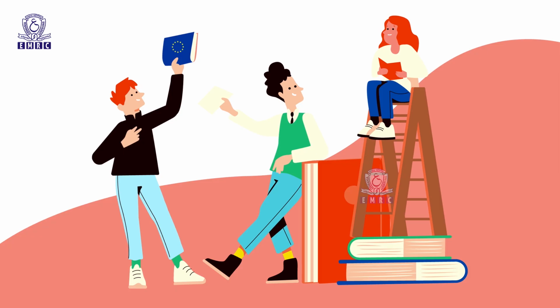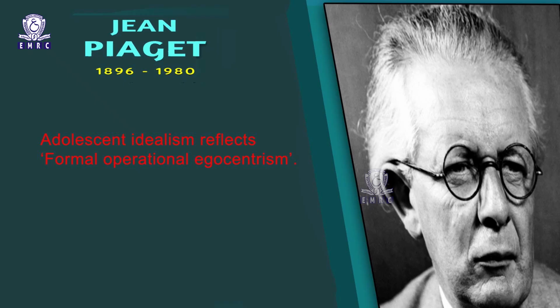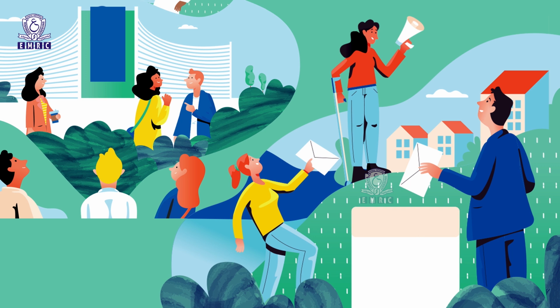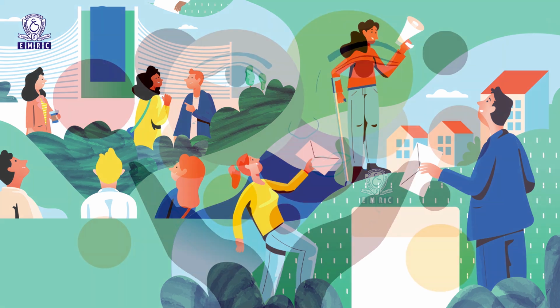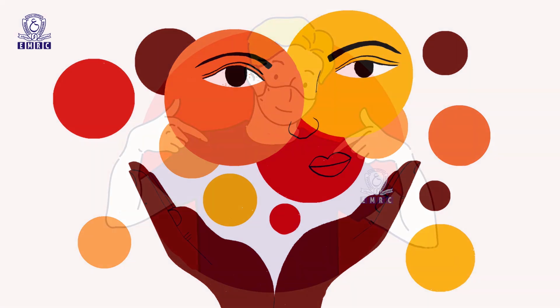They can also understand how the world might be different, that is, better than existing situations. So, they exhibit some idealism about social, political, religious and also ethical issues. Piaget suggested that adolescent idealism reflects formal operational egocentrism. It is an inability to separate one's own logical abstraction from the perspective of others and from practical consideration.